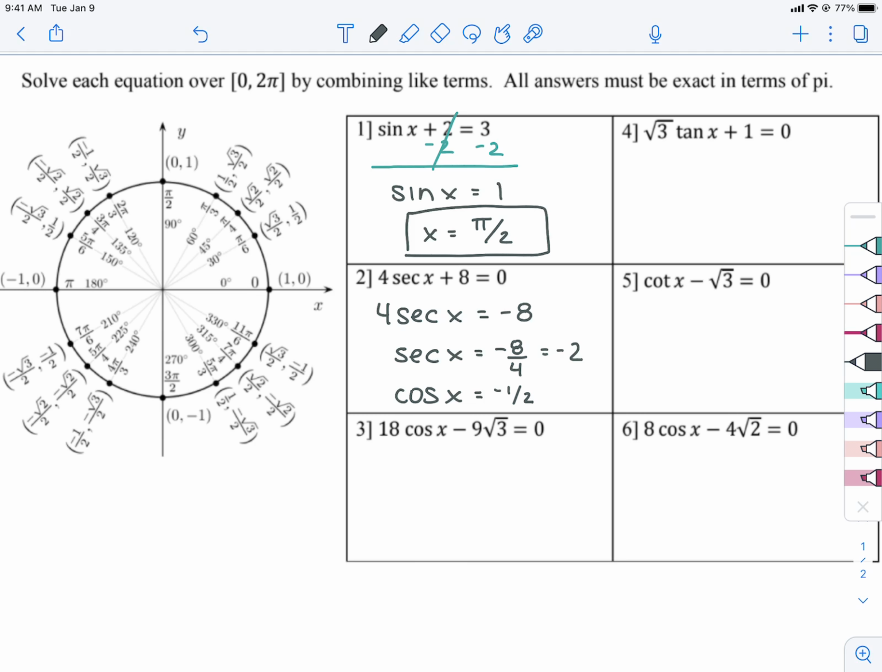So now I'm really looking for where cosine is negative 1/2. So I'm really looking for where my x values, my x coordinates, are negative 1/2. So again, I'm going to travel around my unit circle looking at my x values for negative 1/2. And I see 2 of them. So that means my answer for number 2, which I ran out of room for, is x equals 2 pi over 3 and 4 pi over 3.